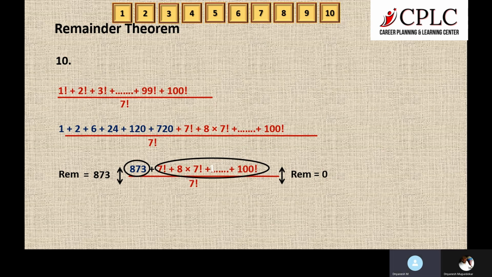So right side remainder 0 because all are multiples of 7 factorial. When divided by 7 factorial, completely divisible, remainder 0. Left side, 1 factorial to 6 factorial, sum is 873 divided by 7 factorial, remainder is 873. So the final remainder 873, option 4.